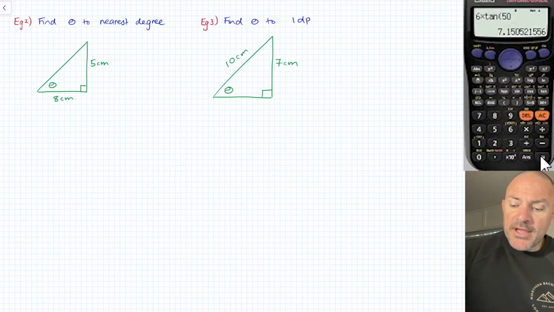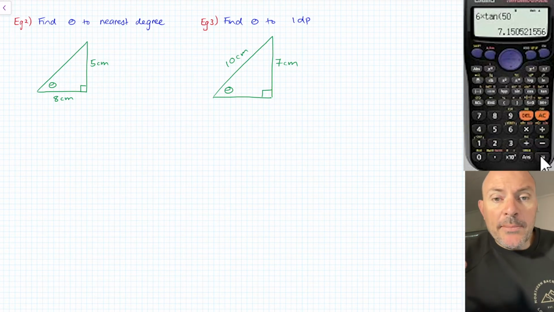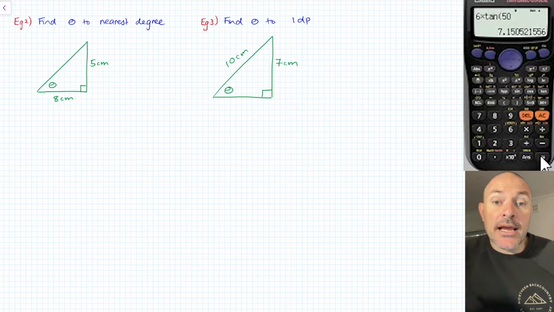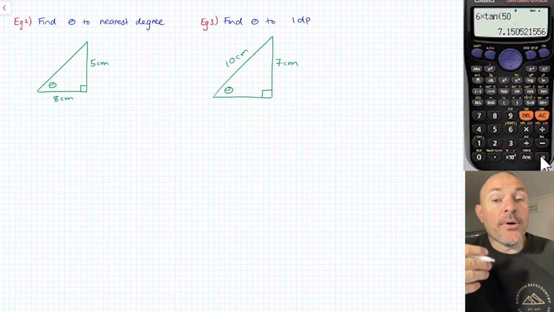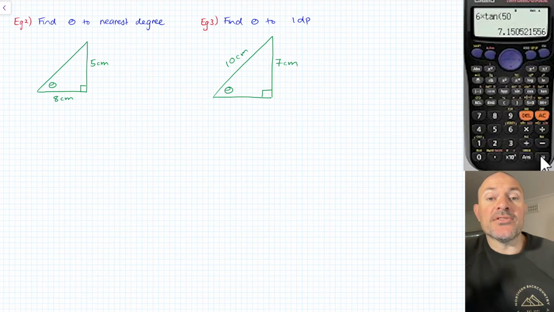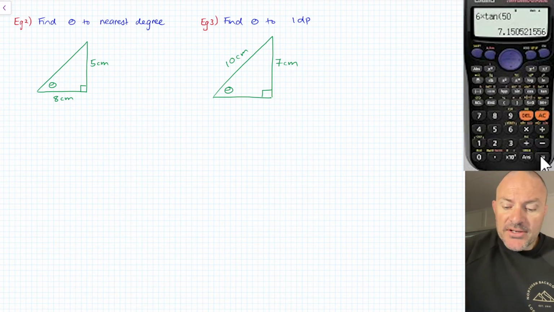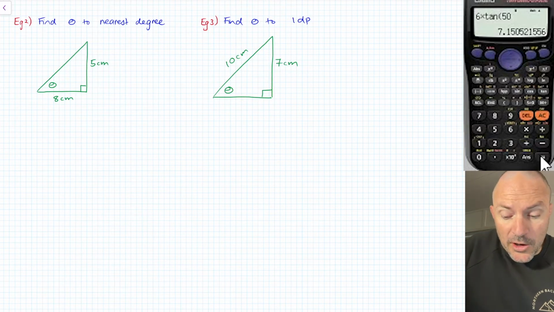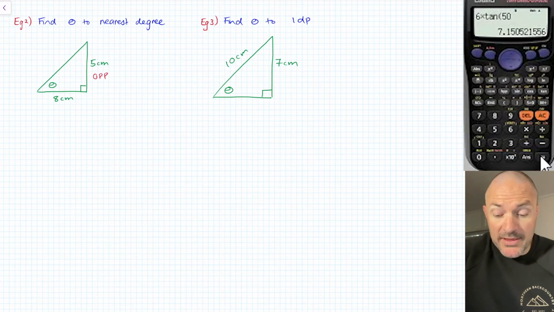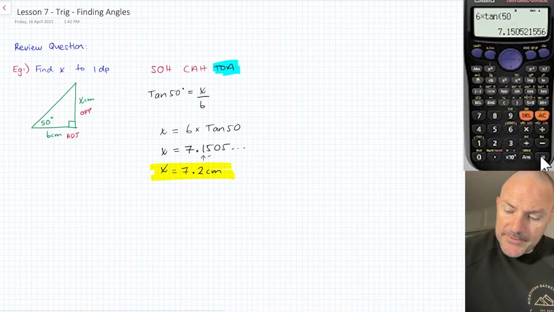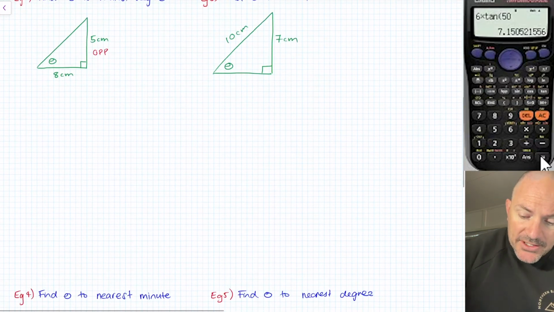For this one, I want you to think about these questions exactly the same as that previous question where we were finding a side. Nothing really changes apart from one little thing at the end. So my first step, of course, is to label the sides in regards to the angle given. This time it is theta. So for example, 5 would be the opposite side, very similar to that last question, and the 8 would be the adjacent side.